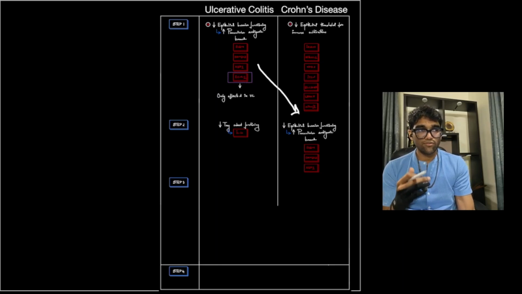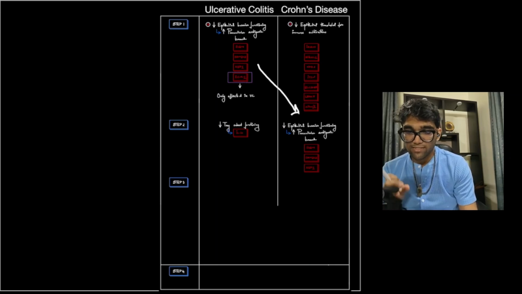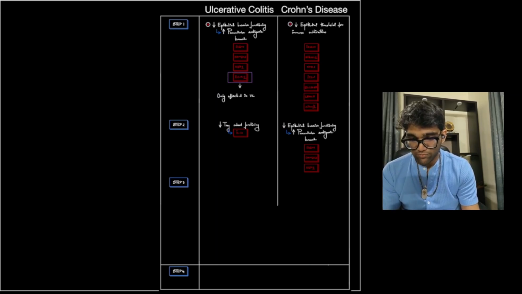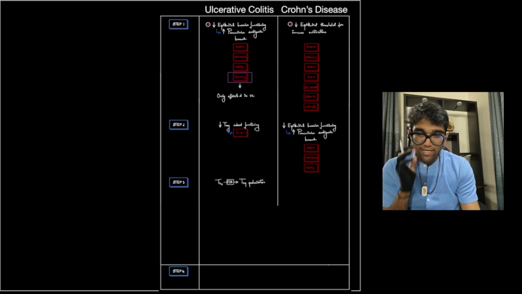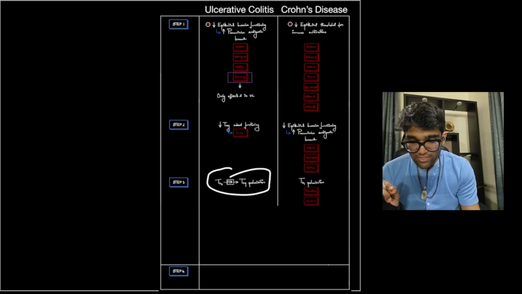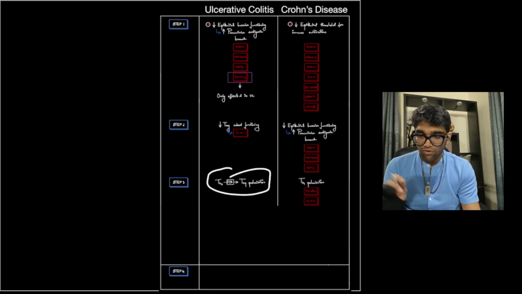Okay, so it is only if the epithelium is damaged and the mucosa is damaged that this becomes an issue. Now in step 3, in case of ulcerative colitis, you have a Th2 followed by Th9 polarization, which we've just discussed in great detail in the previous slide. Whereas in case of Crohn's disease, what you have is a Th1 polarization or a Th17 polarization, to be more exact. And there are some polymorphisms that predispose to this.